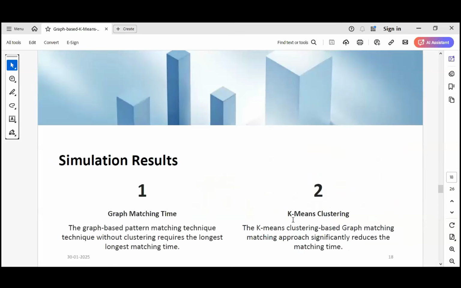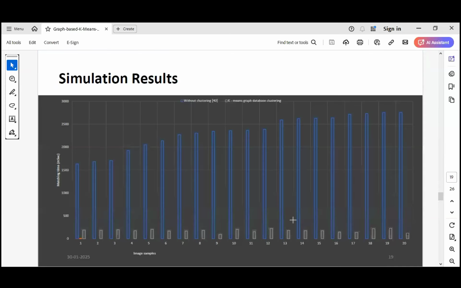So the conclusion is that the graph-based pattern matching technique reduces graph matching time quite effectively compared to purely applying graph matching without clustering. This is the result. Blue bars show graph matching without clustering, and the shorter bars show that graph matching time reduces drastically. Of course there is pre-clustering time involved, but if we provide offline clustering of the databases, then this considerable drop in graph matching time can be an effective consideration.